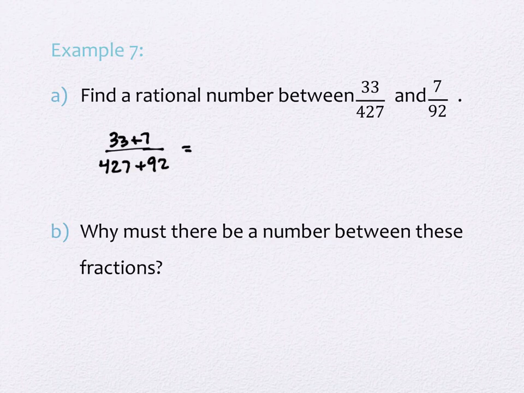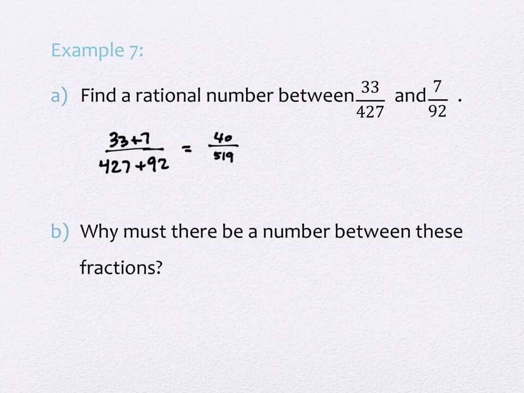And we're going to verify it with a real quick step in your calculator. So on the top I have 40. What is 427 plus 92? 519. 519.